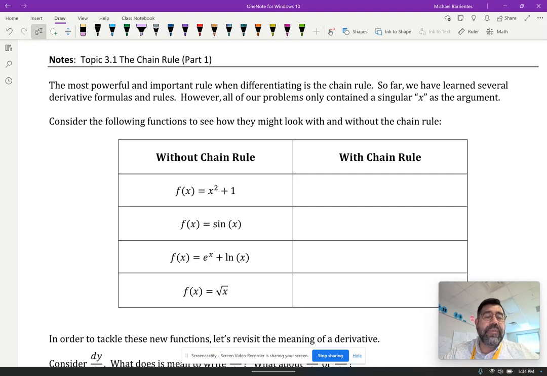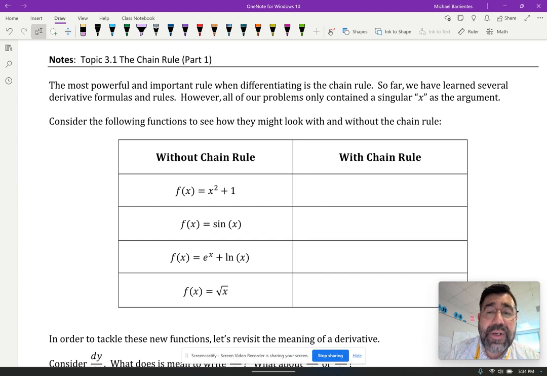So we're going to start with topic 3.1. 3.1, I'm going to break into two parts. Part 1 is going to be the general rule of how we can apply the shortcut when we have composition of functions. Part 2 is going to be what happens when our functions become a little bit more complex, or what if I have multiple compositions in a given function.